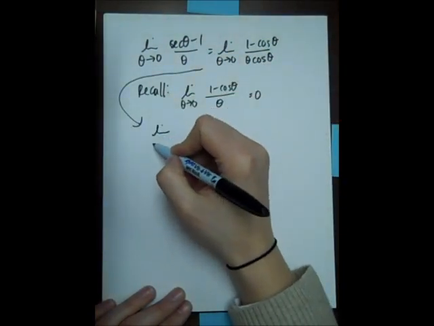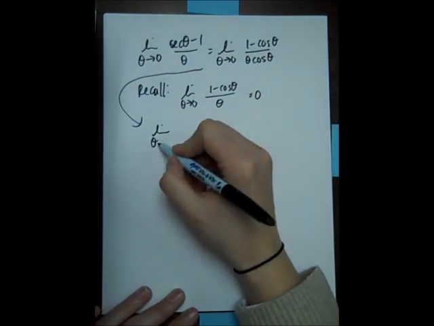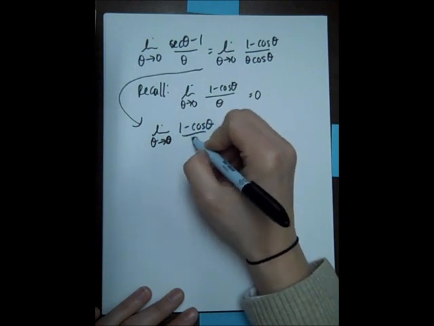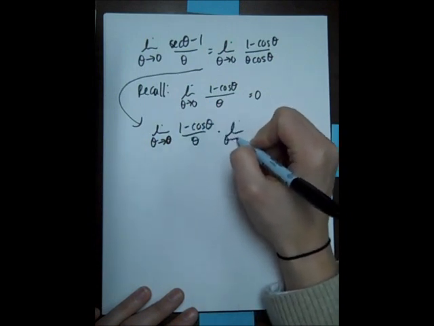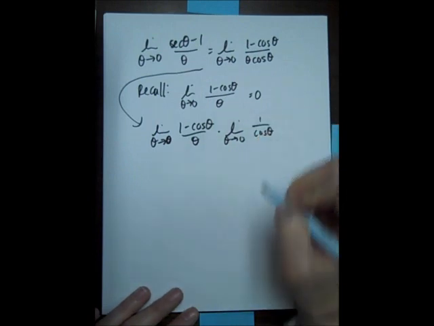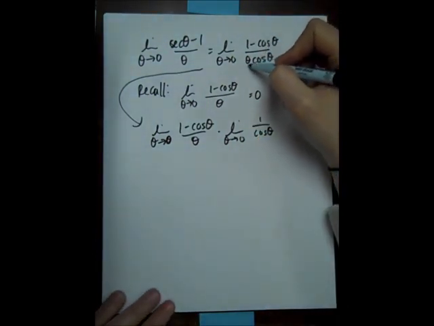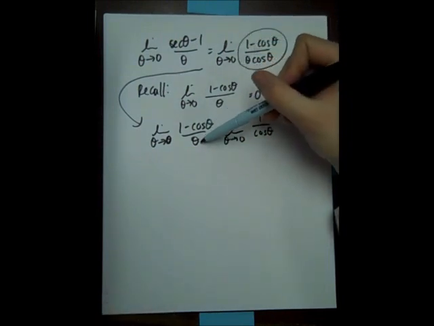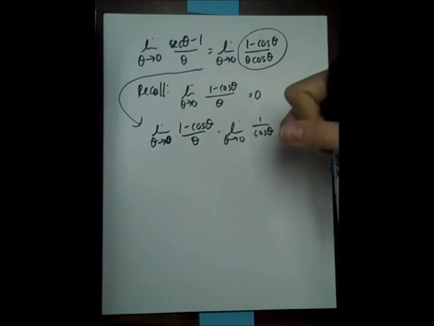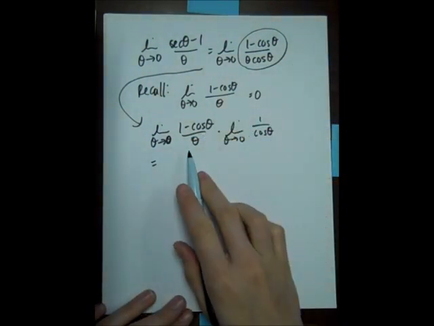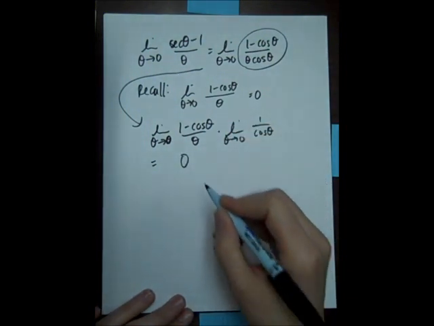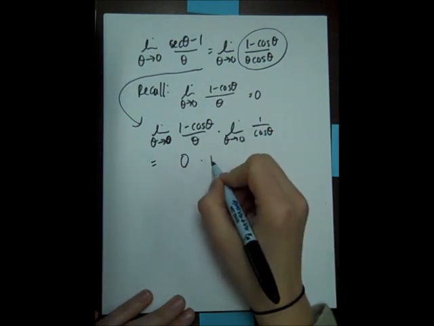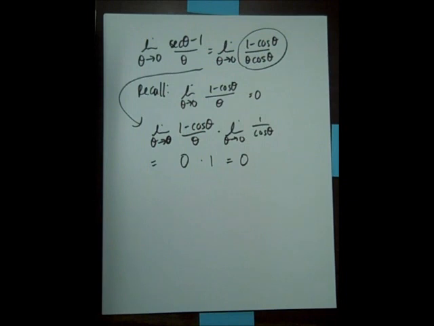What I could do is use my product property of limits. It says I can change this to the limit of 1 minus cosine theta over theta times the limit as theta goes to 0 of 1 over cosine theta. The reason I could do that is because this inside part could be broken up as a product. The product would be 1 minus cosine theta over theta times 1 over cosine theta. This first one, I know what that is. That's 0 by my property. Now what do I get over here? I get 1 divided by 1 when I plug in 0, so just 1, which gives me just a 0.